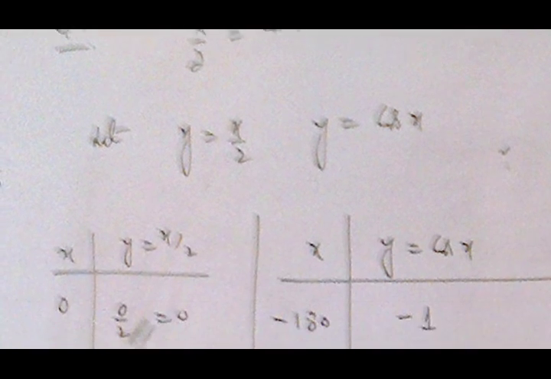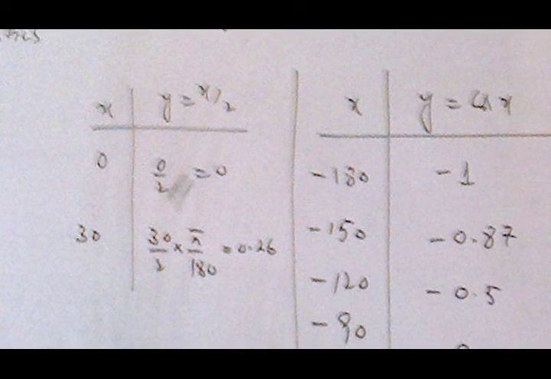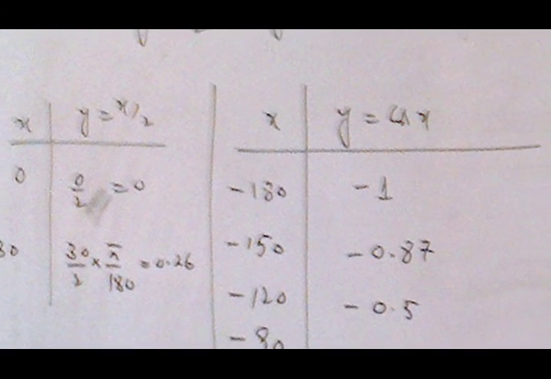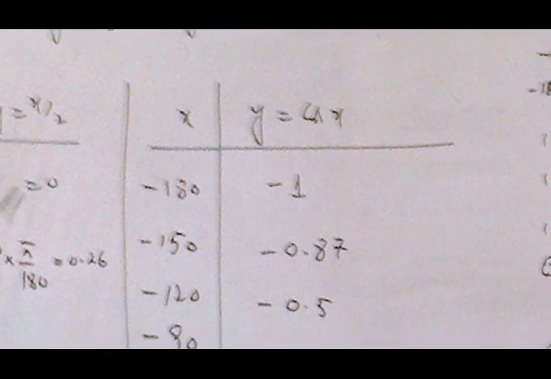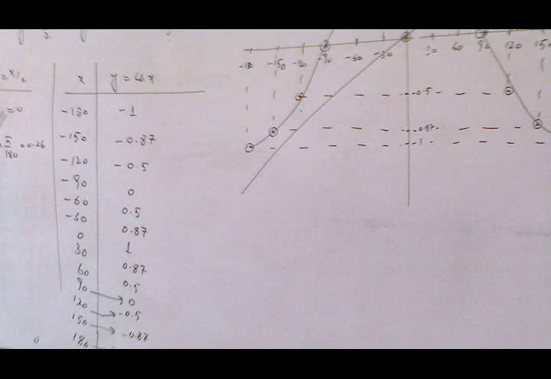Here again we have x over 2 is equal to cos x. Now we let y is equal to x over 2 and y is equal to cos x. y is equal to x over 2 again is linear. We have to find two values, 0 and 30. We convert these values in radian, and for cos x we take values from -180 to +180 and find its values. So we graph these values.